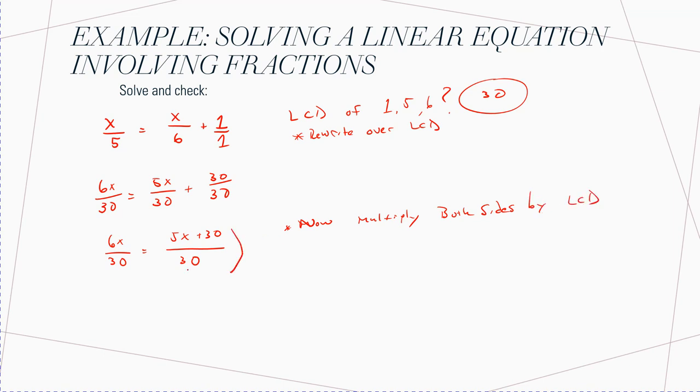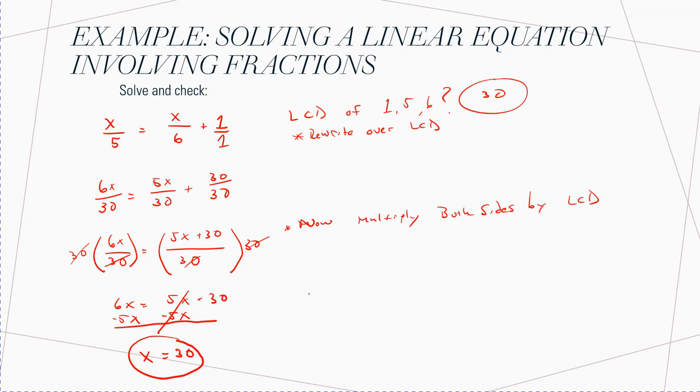So I'm going to multiply this side by 30 and this side by 30. Look what happens. They cancel. So you're just left with 6x is equal to 5x plus 30. Just subtract 5x over. So these are going to cancel. 6x minus 5x is equal to x. And what we're saying here is x is equal to 30.